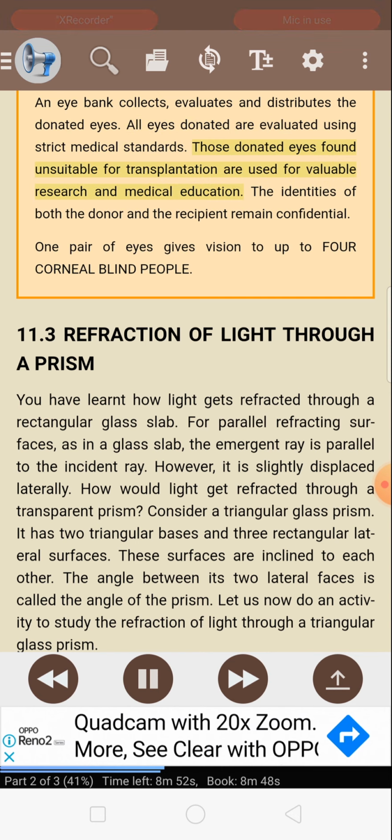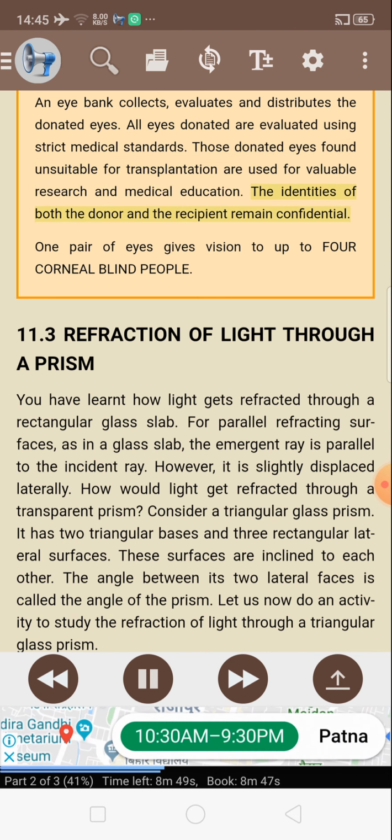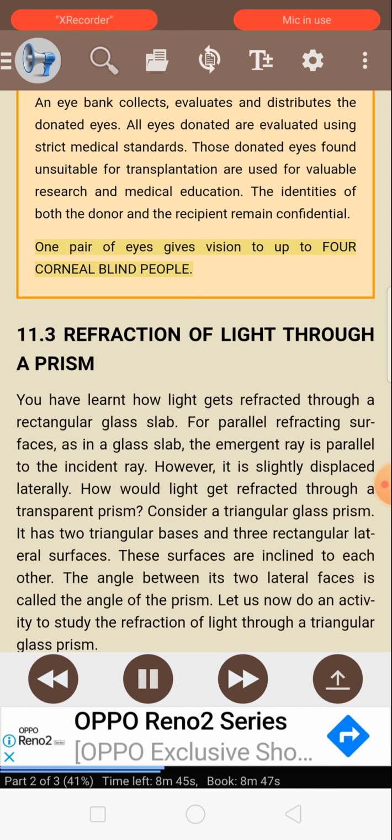All eyes donated are evaluated using strict medical standards. Those donated eyes found unsuitable for transplantation are used for valuable research and medical education. The identities of both the donor and the recipient remain confidential. One pair of eyes gives vision to up to 4 corneal blind people.